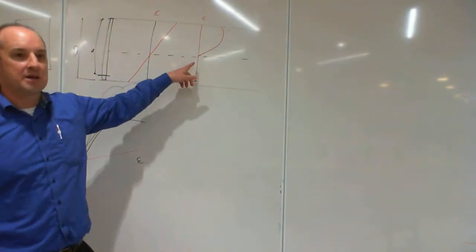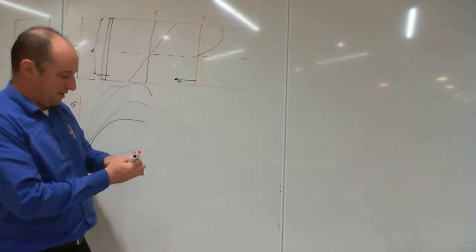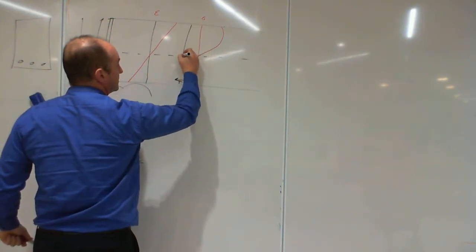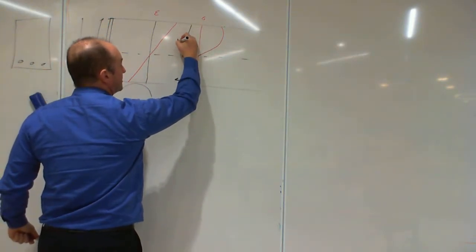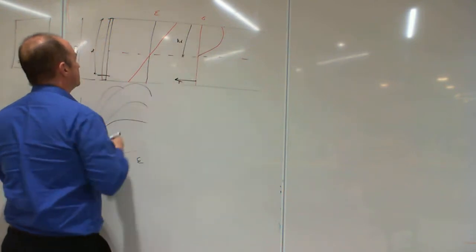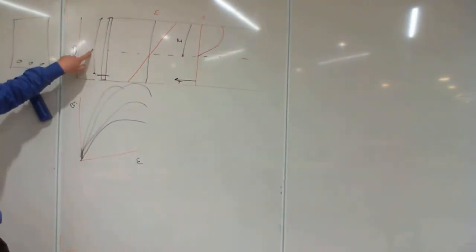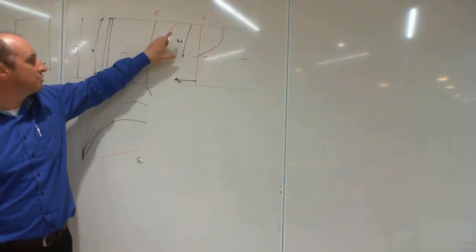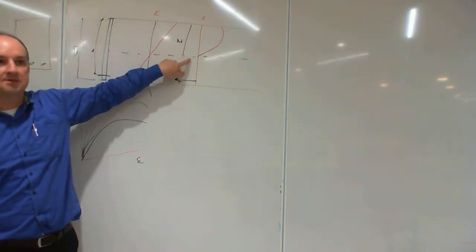Now this is the beam when it's working as hard as it can. There's the neutral axis. The distance to the neutral axis is Ku times D. There's the D, so Ku is a number less than 1. Ku is a proportion of D. That tells us where the neutral axis is.